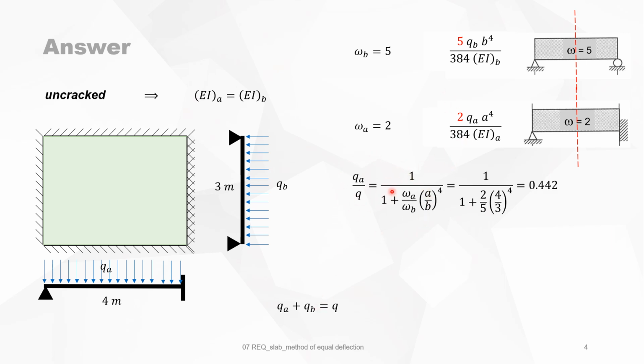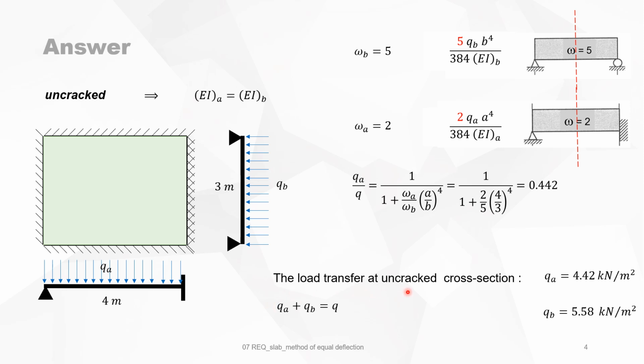You will see in this formula, it's omega A divided by omega B, but it's just this value divided by this value. When you put in the numbers, you have QA over Q is 0.442. And the load transferred at uncracked cross section is then in the A direction 4.42 kilonewton per square meter, and in the B direction 5.51 kilonewton per square meter.